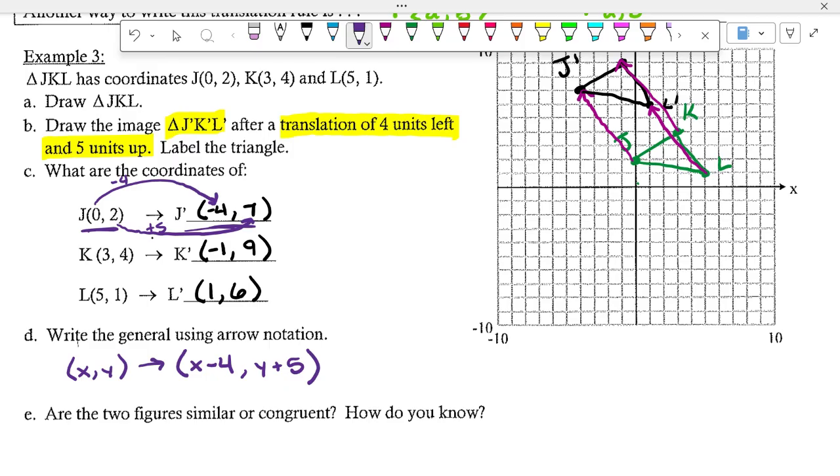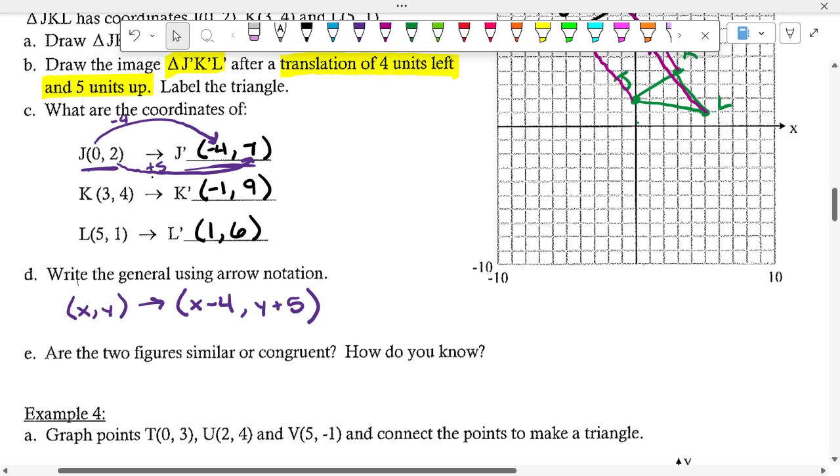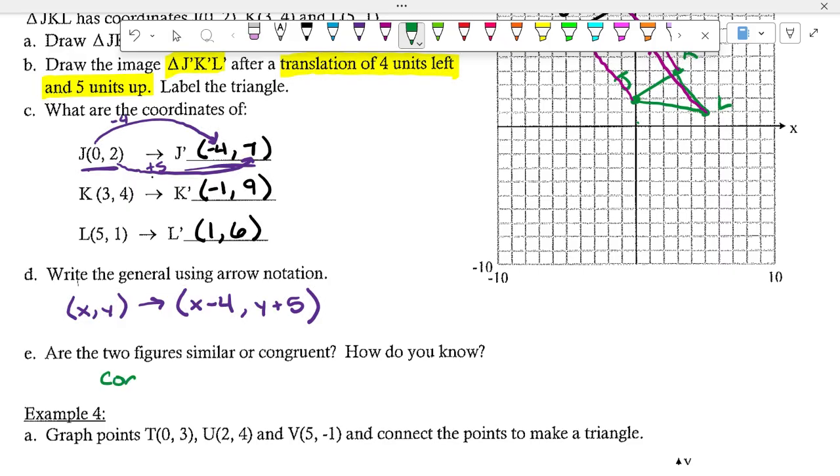Now, are the two figures similar or congruent? So we know what congruent means. Can anyone tell me what similar means? It's the same shape, just a different size. Right. So, similar just means same shape. Congruent is same shape and size. Okay? So are those two figures congruent or similar? They're congruent. Why?